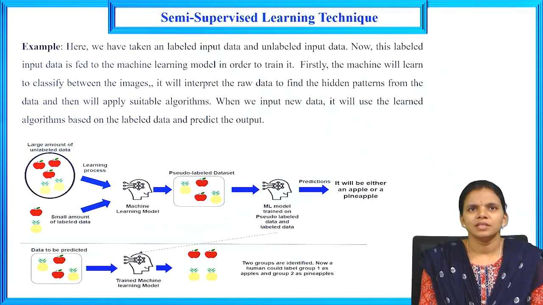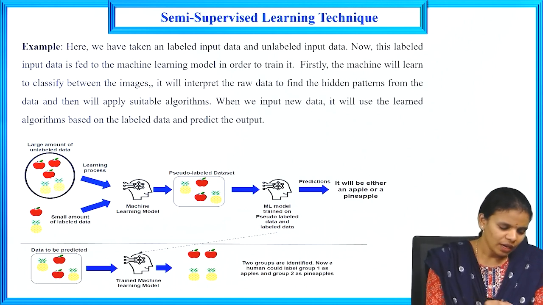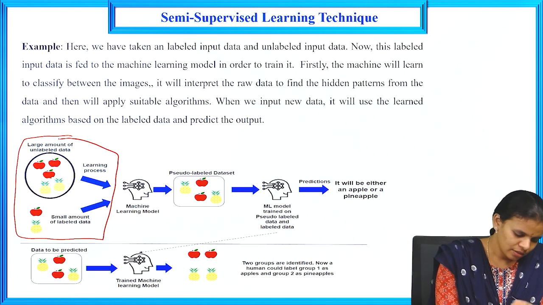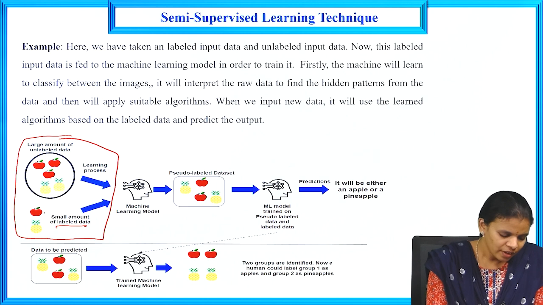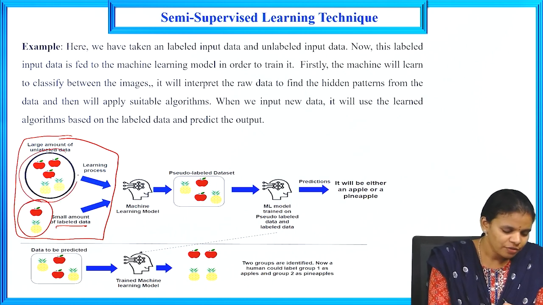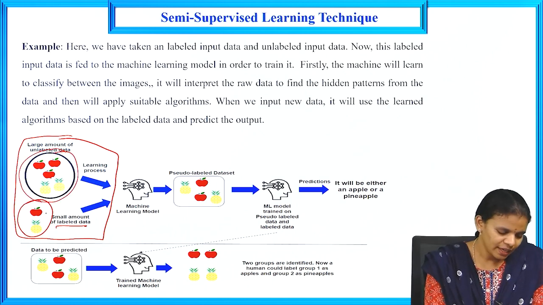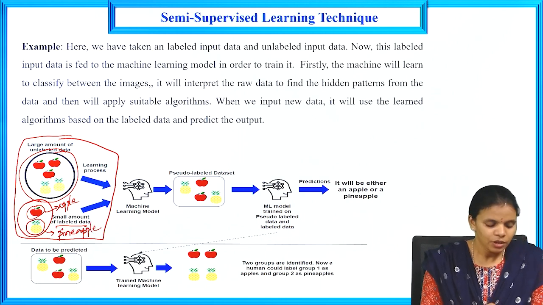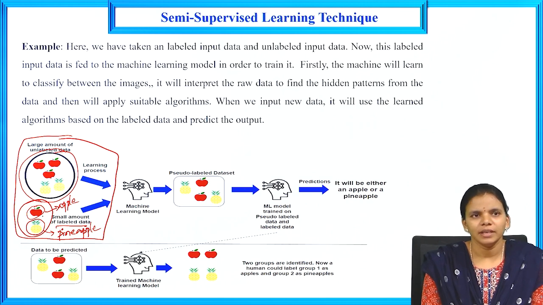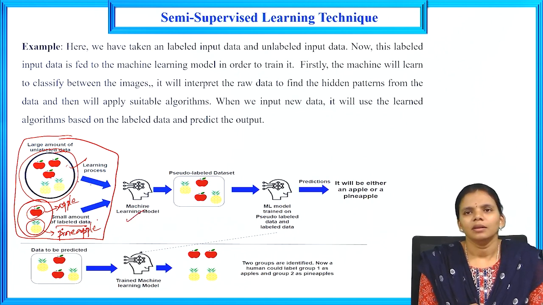So let's discuss this semi-supervised learning technique with an example. Now here I am using this data set for the training of the system. In this data set I am using a small amount of labeled data and a large amount of unlabeled data. By using the labeled data set, the label of this image is apple and the label for this image is pineapple. So I am using these two types of data sets for the training of my system.